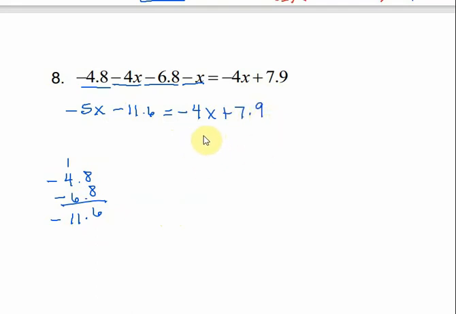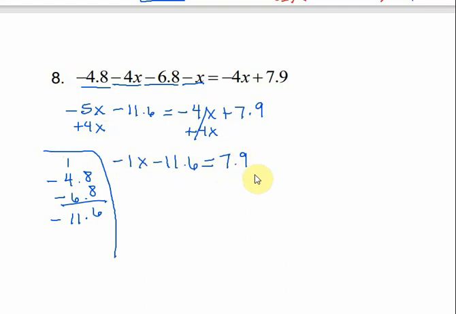All right. And then I need to get the x's on one side and the stuff without x's on the other side. So I'm going to add 4x to both sides. Let's just keep that separate. All right, so then that would give me a -1x minus 11.6 equals 7.9. All right, then I'm going to add 11.6 to both sides.